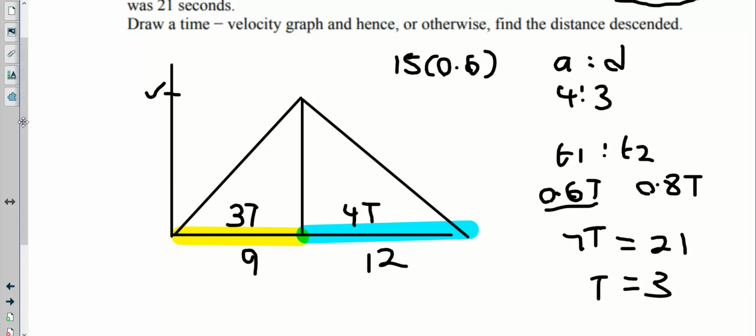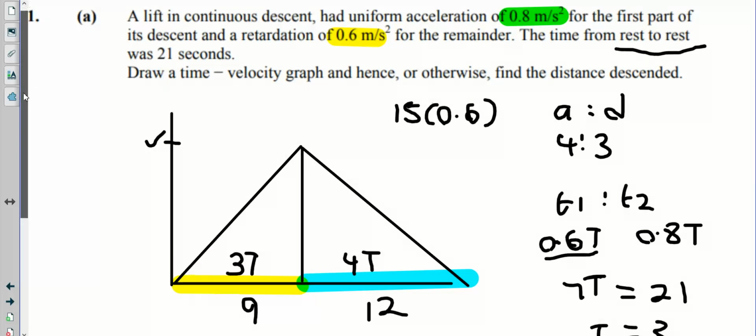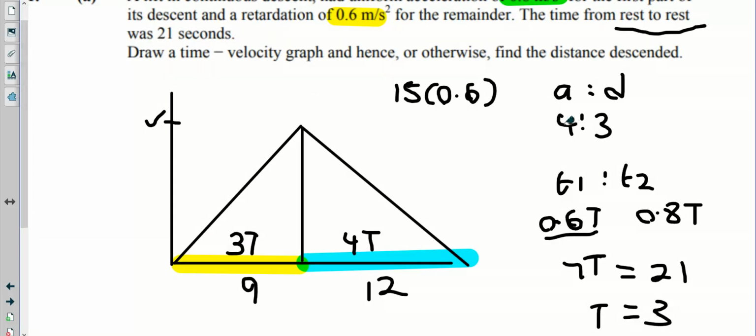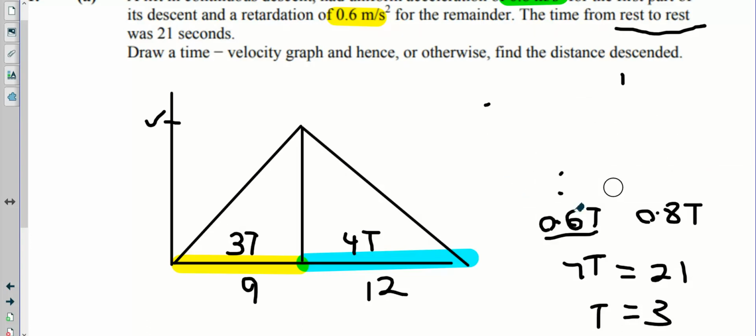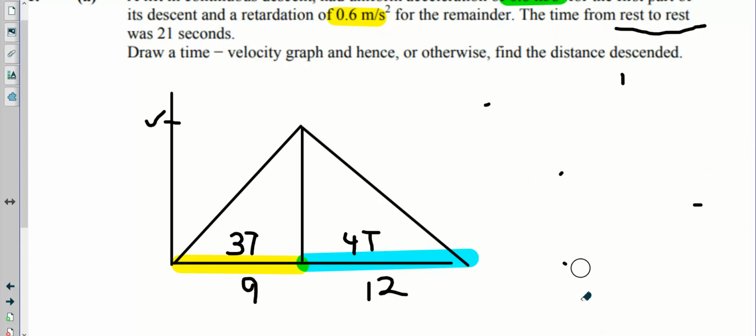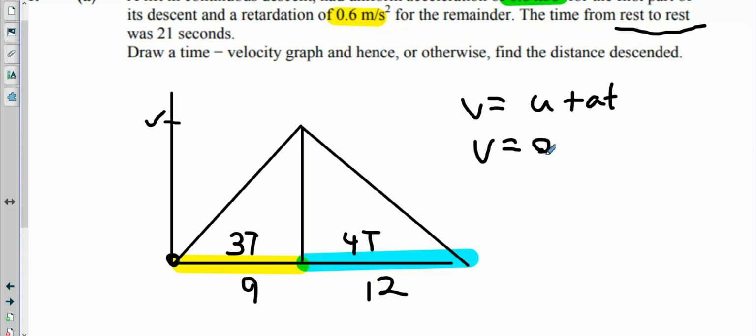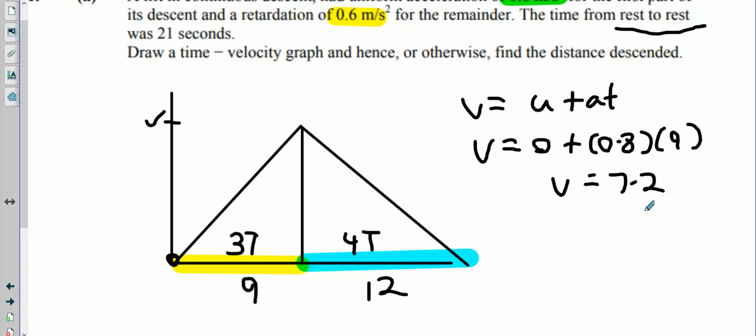Now, what's the next thing it wants from us? Find the total distance ascended. No hassle. We're about to find the height of the thing, V, isn't it? We have two methods available to us. We can use v equals u plus at. So we start off at 0, don't we? What's our acceleration? 0.8. What's our time? 9. And a v value of? 7.2, right?